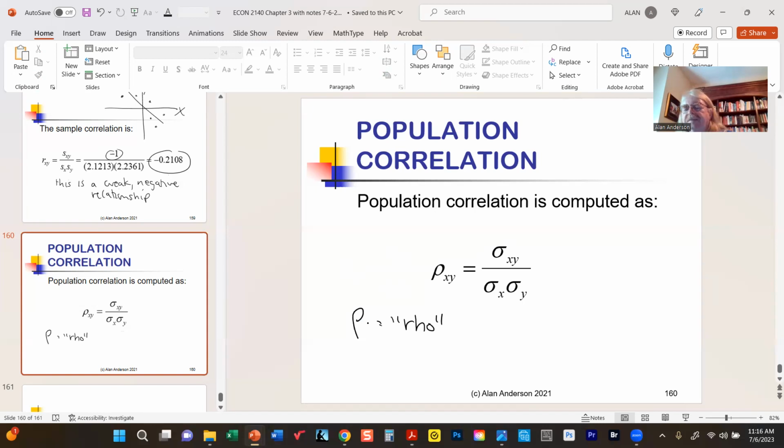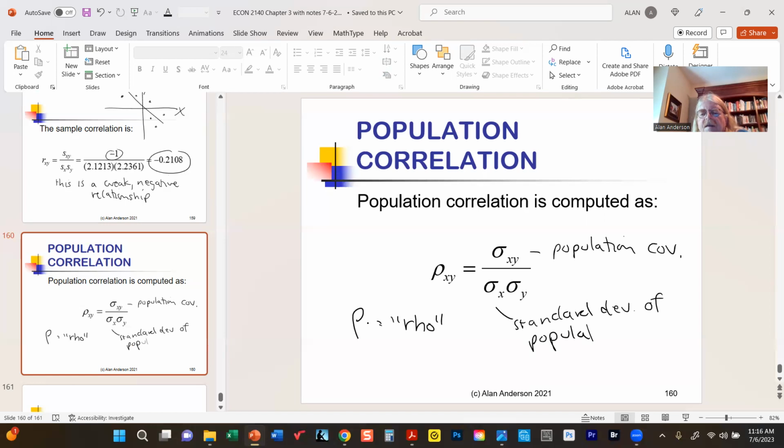Like pi, for example, the number 3.141, et cetera, I've never in my life seen any book that referred to it as anything other than pi. That's pretty much a universal, and this is one too. So you can see the logic is the same. This is the population covariance. And this is the standard deviation of population X. And this is the standard deviation of population Y.